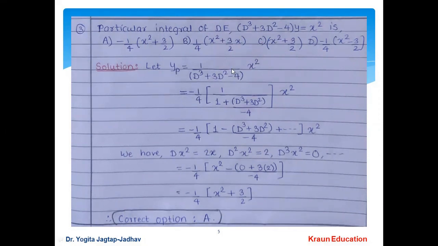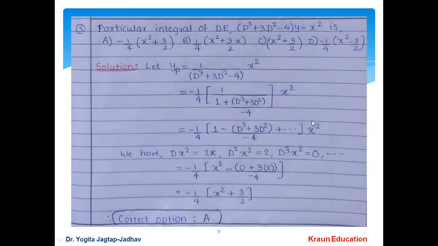Once again, here we have to take the constant term common. The constant term here is −4. When I take −4 common from the denominator, in place of −4 we get a 1, and the remaining two terms are divided by −4. Now, again, by using the formula of 1 upon 1 plus x, we have the series expansion as 1 minus x plus x² and so on.